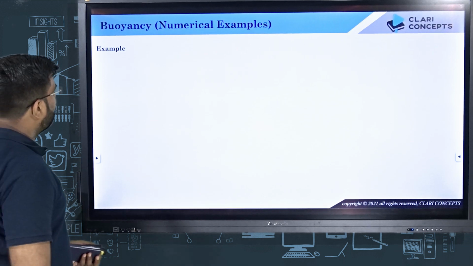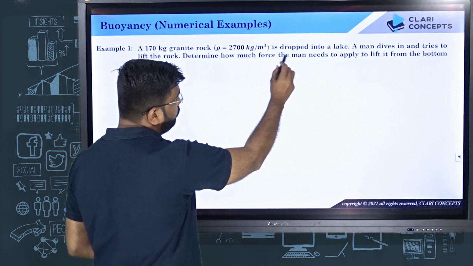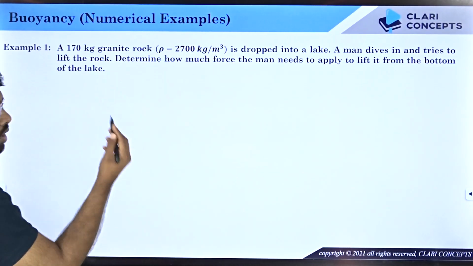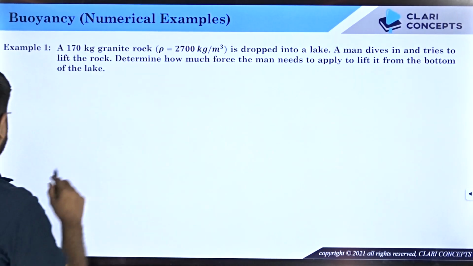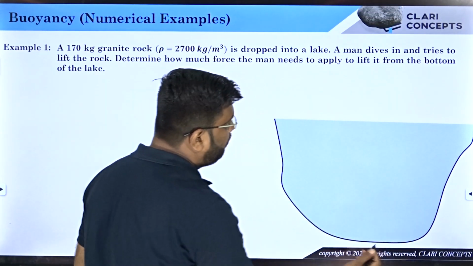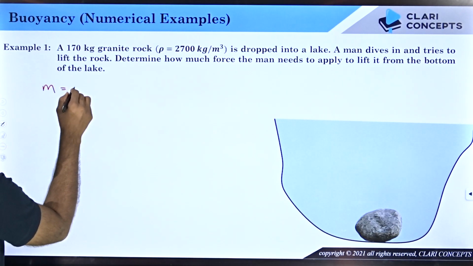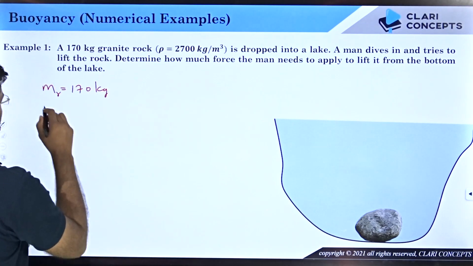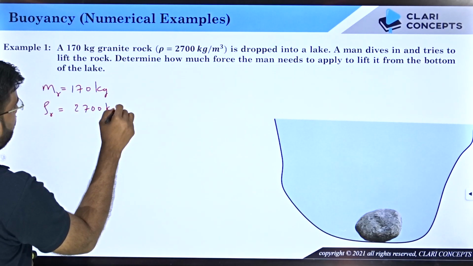Let us start. Example number 1: a 170 kg granite rock, density given, is dropped into a lake. A man dives in and tries to lift the rock. Determine how much force the man needs to apply to lift it from the bottom of the lake. What is given? There is a lake and a big rock. The mass of the rock, m_r, is 170 kg, and the density of the rock, rho_r, is 2700 kg per meter cube.